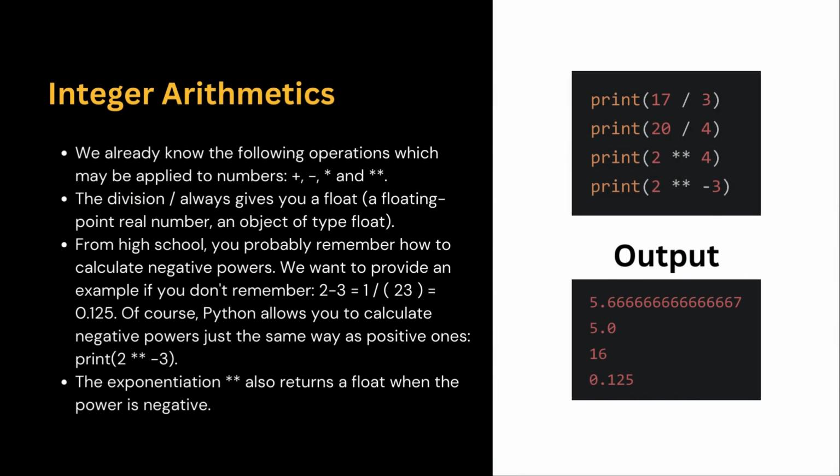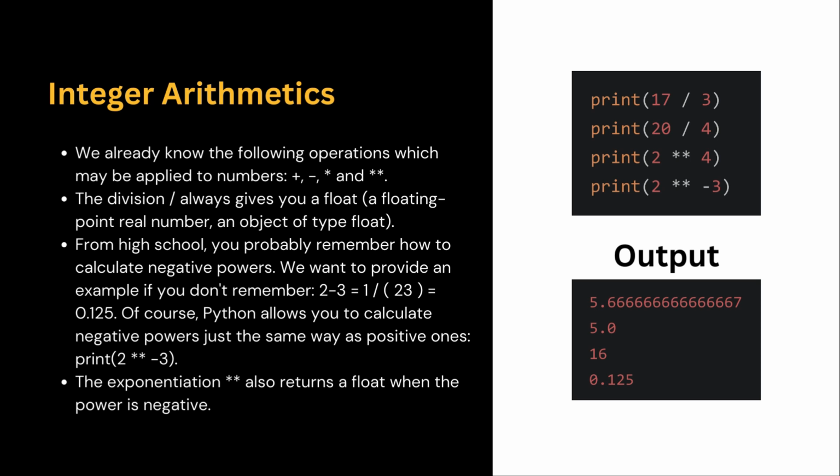Integer arithmetic. When we talk about arithmetic operations with numbers in Python, we're usually dealing with addition, subtraction, multiplication, and exponentiation. Division in Python always gives us a floating point number, which means a number with a decimal point, even if the result could be a whole number. For example, when we divide 17 by 3, we get 5.6666666667, which is a float. Similarly, dividing 20 by 4 gives us 5.0, still a float.